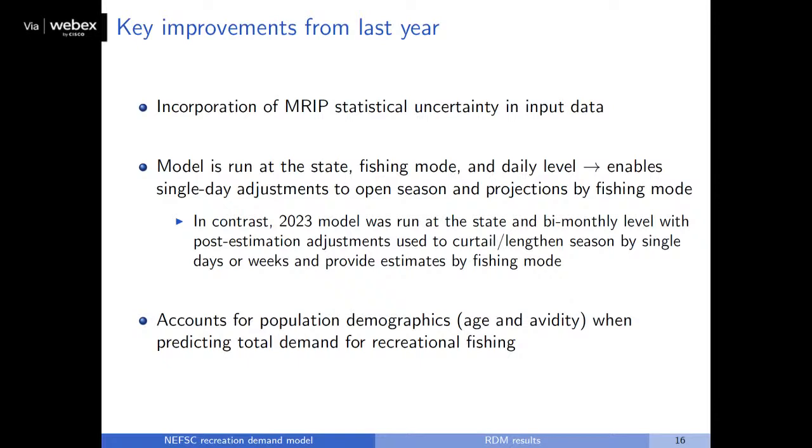Lastly, we account for population demographics when predicting total demand for recreational fishing. We know from our discrete choice model results that older anglers are less likely to go fishing, and more avid anglers are more likely to go fishing. So we're accounting for that by drawing from angler population data in the simulation model to better characterize total fishing demand.